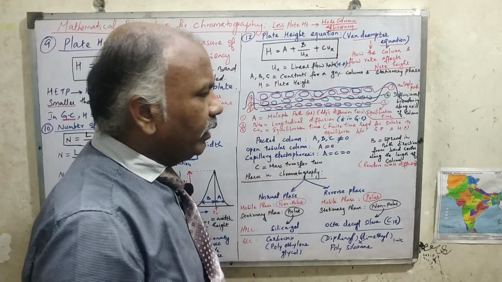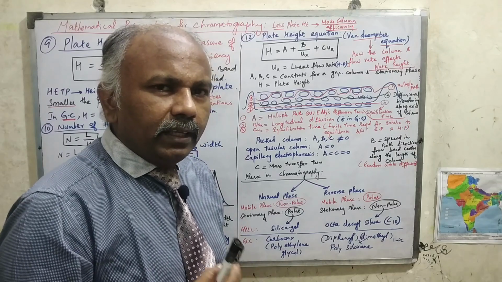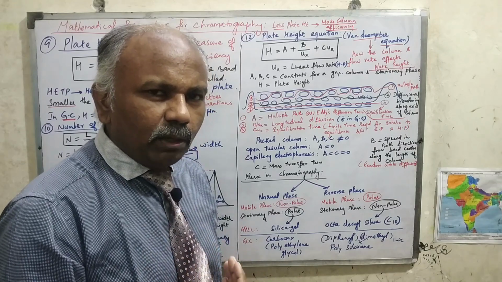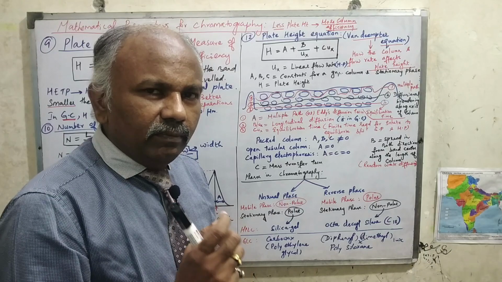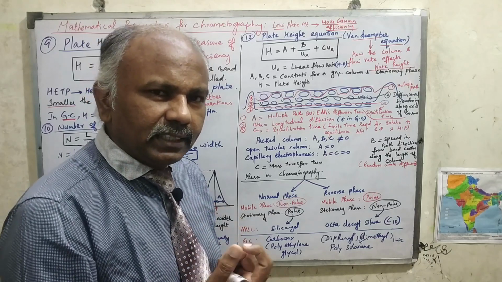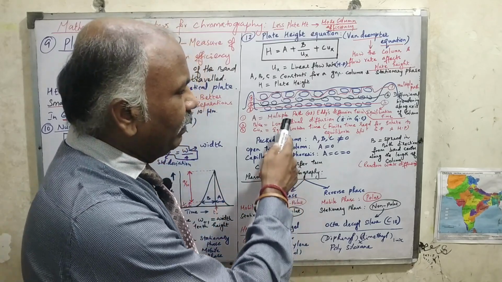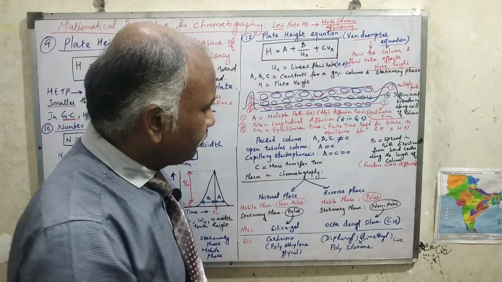So that is called longitudinal diffusion, and that is very, very important in gas chromatography, because in gas chromatography the diffusion will be more for the gases, because the mobile phase is a gas, so the diffusional broadening will be much more, right? So that is a very important factor in gas chromatography.